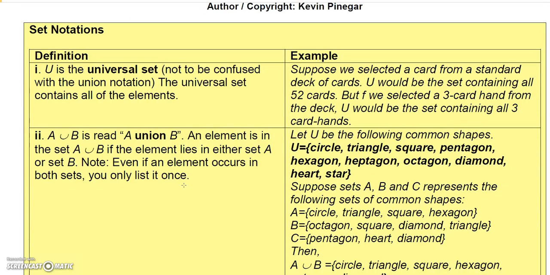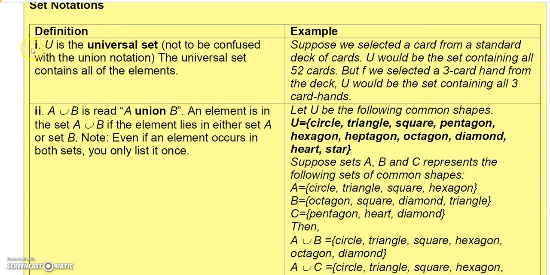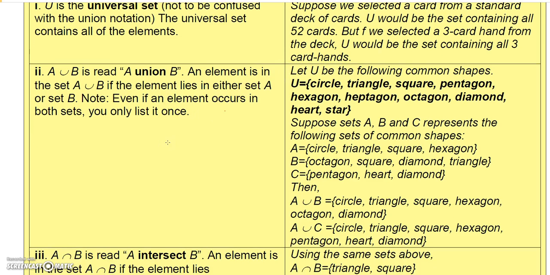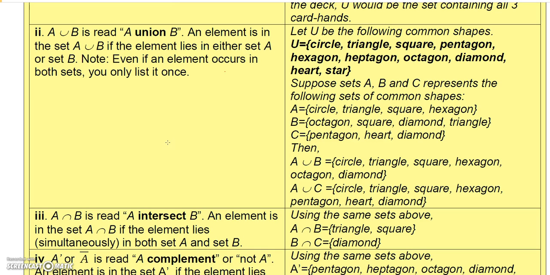So before we get into that, let's recall some of the terminology about sets we discussed earlier. This is just a review. So remember that U represents the universal set. If we selected a card from a standard deck, U would be the set containing all 52 cards. But if we selected a 3-card hand from the deck, U would be the set containing all 3-card hands. So U has to be the set of all elements that's being considered.